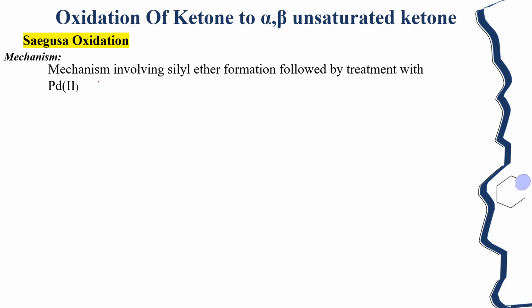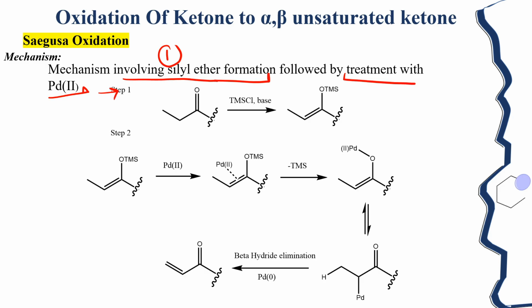So this particular mechanism involves, first, the silyl ether formation, and second, treatment with palladium 2, which is nothing but a beta hydride elimination. So let us see the particular mechanism. This is step 1, where this particular carbonyl compound is treated with TMSCl and base to form a silyl ether. How is it forming?